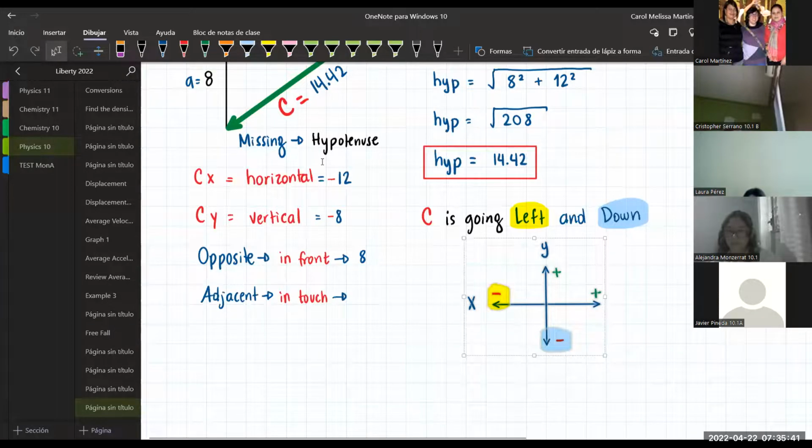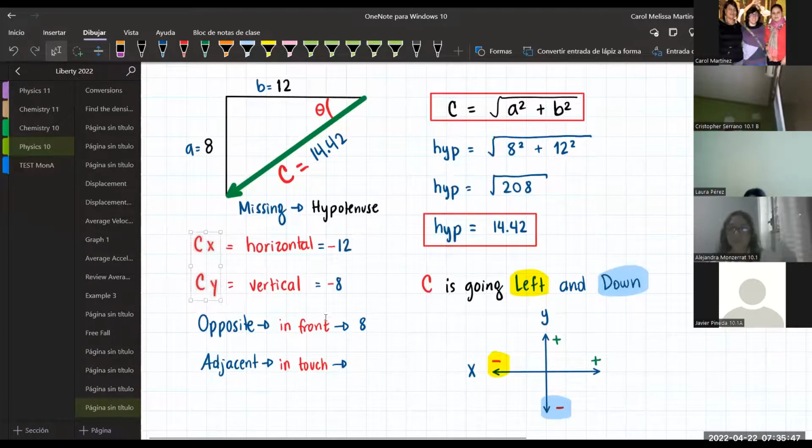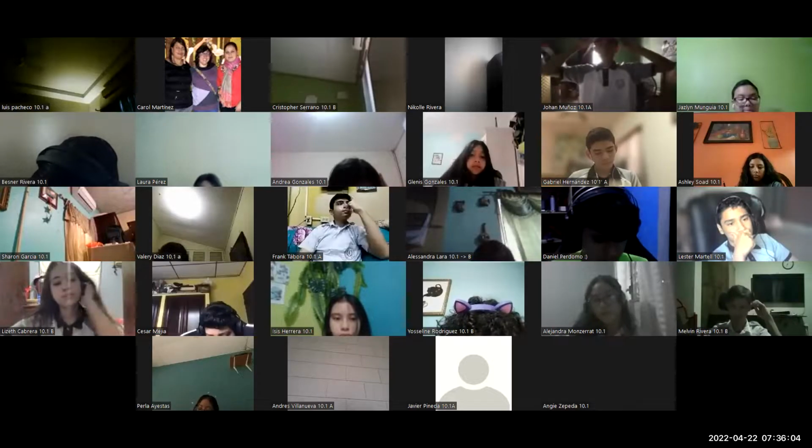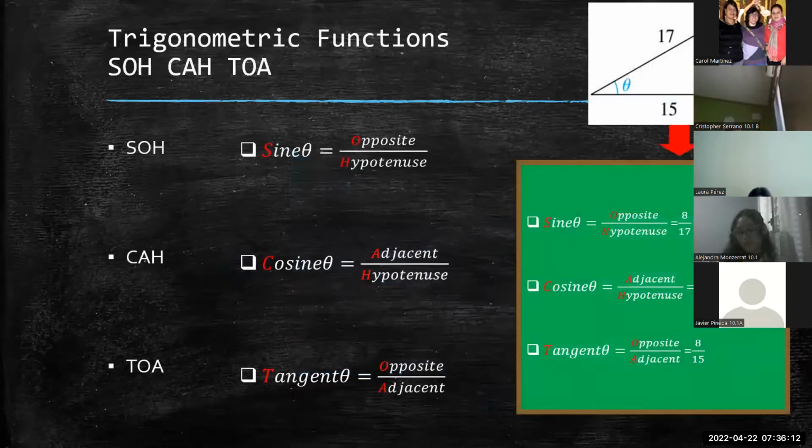With this, you tell the directions of the components, vertical and horizontal. And then from the angle, because we care about that position of the angle, we're going to analyze if a leg is in front or opposite to the angle, or if a leg is in touch or adjacent to the angle. So yes, we care a lot about the position of the angle. Now from this, we're going to learn the basic trigonometric functions that are used in trigonometry.